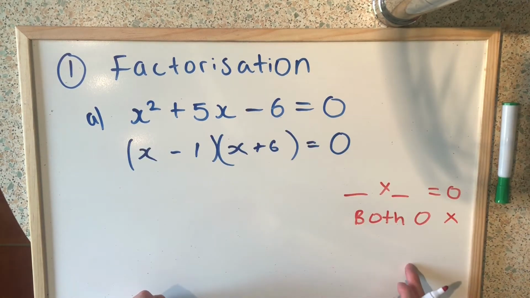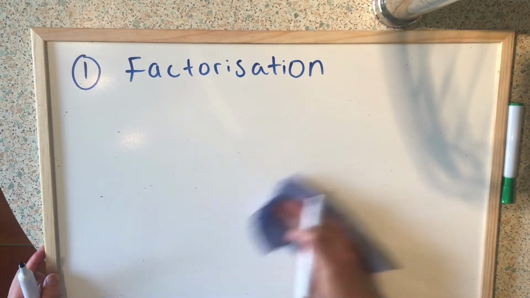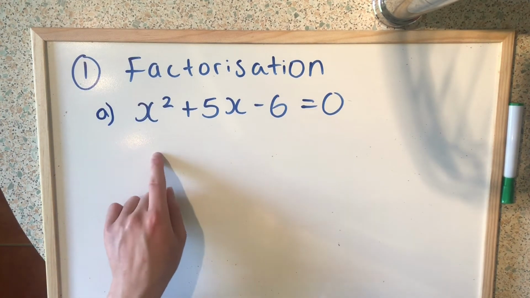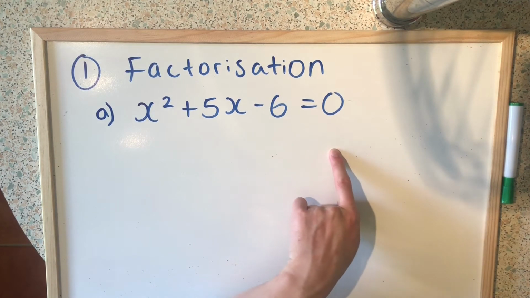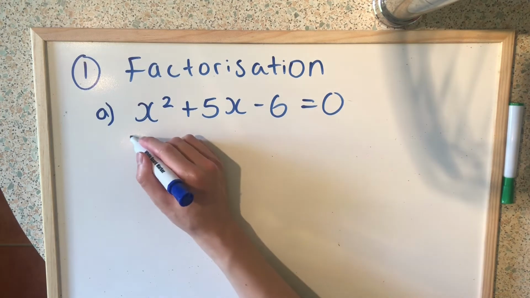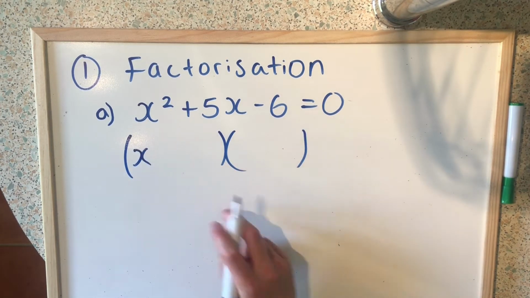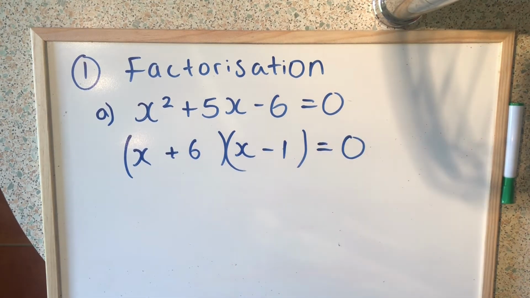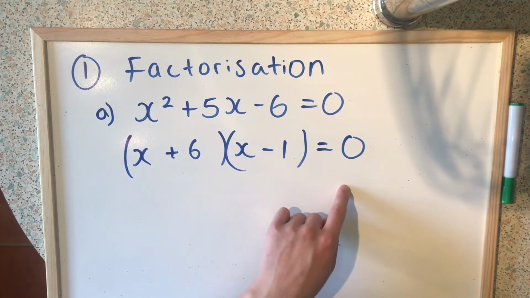What we can have is, we can solve this equation, x squared plus 5x minus 6 is equal to 0. We're going to do this by factorization. So I'm going to factorize this, which is going to be x plus 6, x minus 1, and that's equal to 0. So we've got this number times this number is 0.